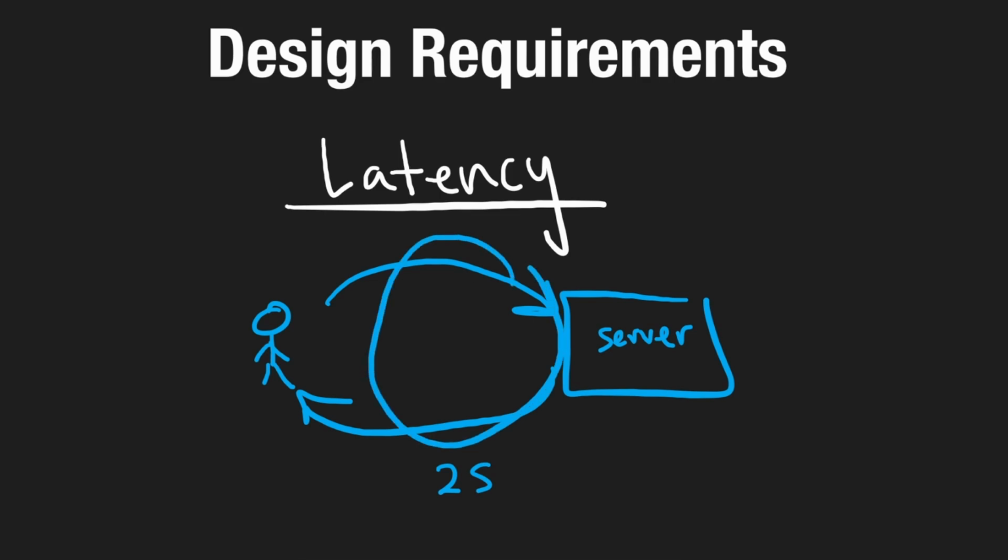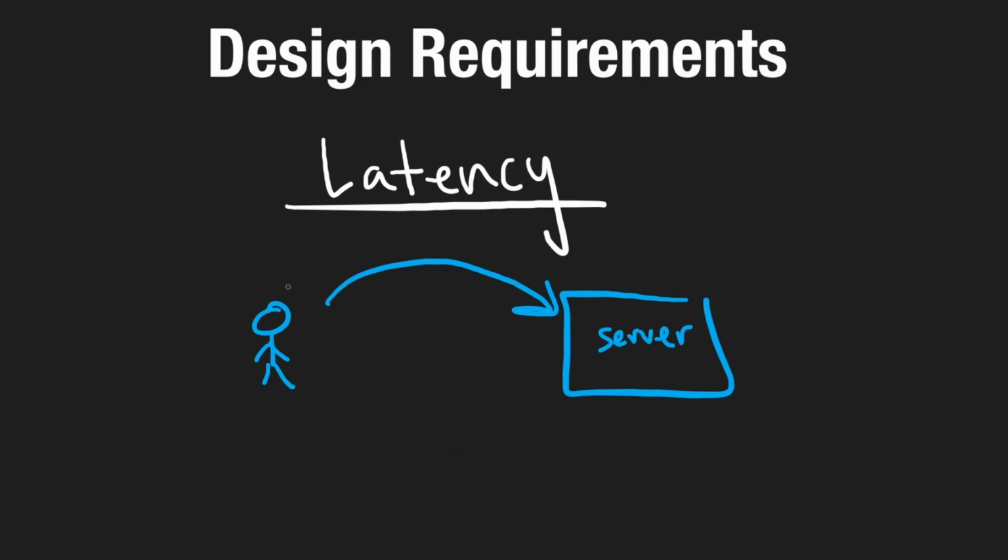Latency could be caused by the network. Maybe a user is very far away from our server. Maybe they're on the other side of the world. So maybe for that user, it takes 2 seconds to get a response. But maybe for a user who's closer to the server, it just takes 1 second for that user to get a response.